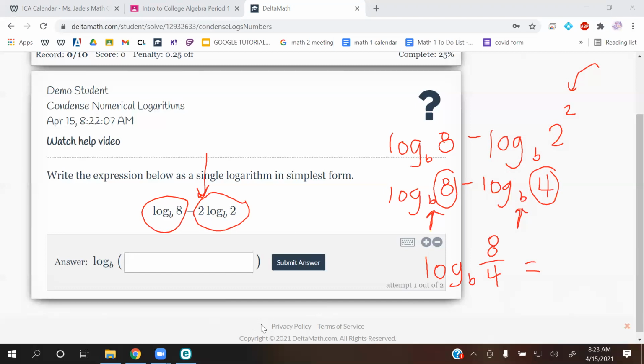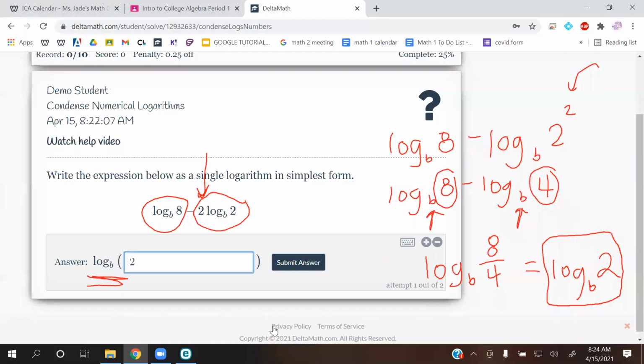And then we just need to simplify this one more time. So like literally, what is 8 divided by 4? And that's 2. So this is your final answer. Notice they already typed the log base b for you, so you just need to be typing the 2. So I'm going to go ahead and type 2 in here, and then I'll give you guys a chance to ask questions or whatever it is.